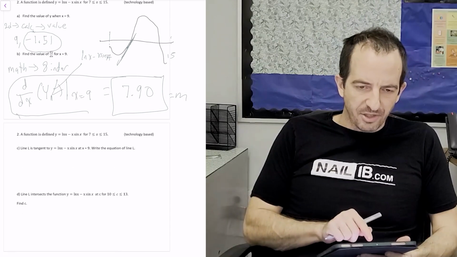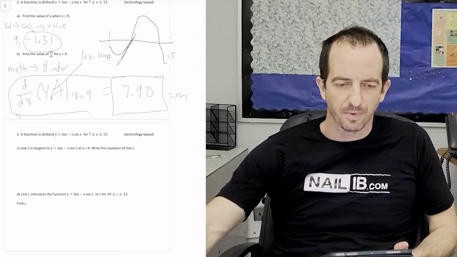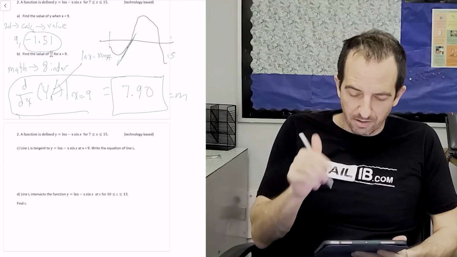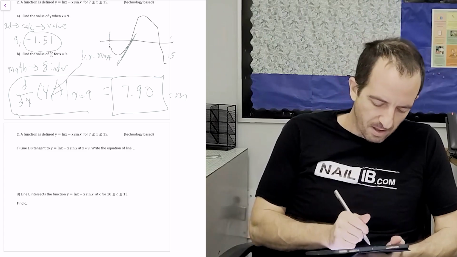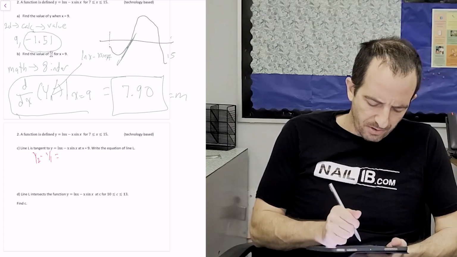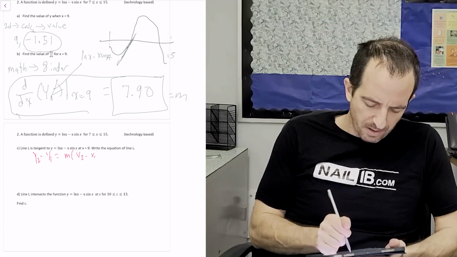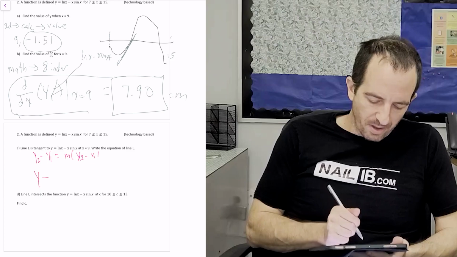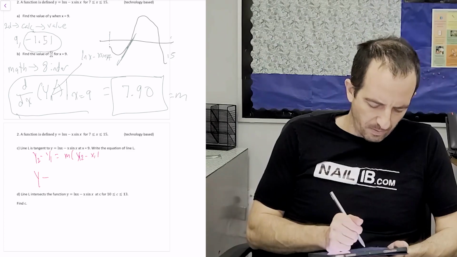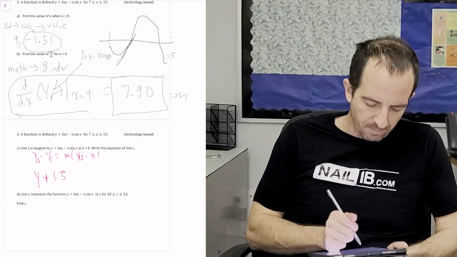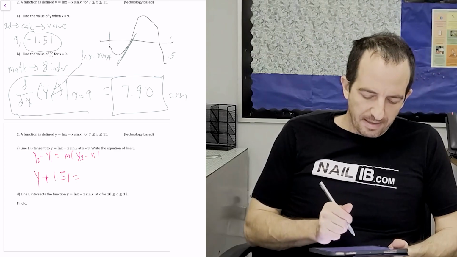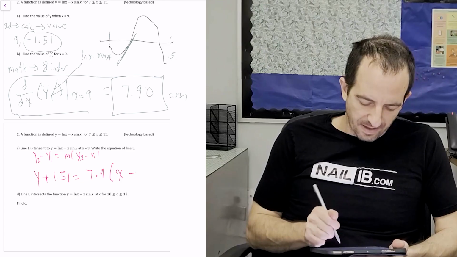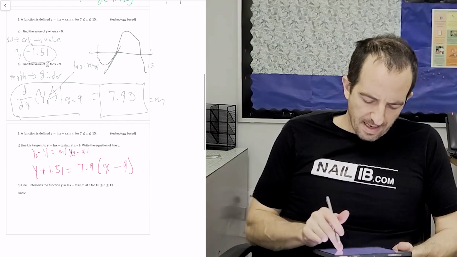Now they tell us that line L is tangent to the original function at x equals 9, write the equation. So kind of like we had in question 1, y2 minus y1 is equal to m times x2 minus x1. So I'm going to do y minus, my y value was negative 1.51, so minus gives me the positive, is equal to 7.9 times x minus 9. And that would be point slope form.